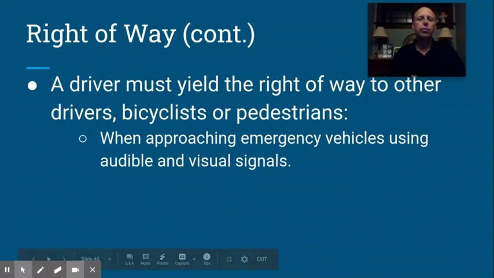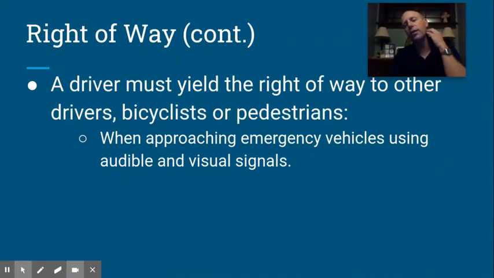Driver has to yield the right of way when approaching emergency vehicles using audible and visual signals. So especially if an emergency vehicle is pulled off on the side of the road using lights or sirens, that's what audible and visual signals mean, lights and sirens. Or if they're driving down the road, you've got to yield to them. We're going to talk more about what to do if a police car is pulled over on the side of the road and has their lights on. We'll talk more about how to handle that situation later.